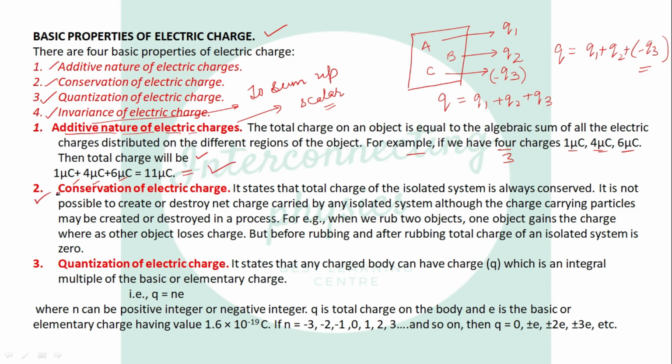So number 2, conservation of electric charge. It states that the total charge of an isolated system is always conserved. Conserved means constant.